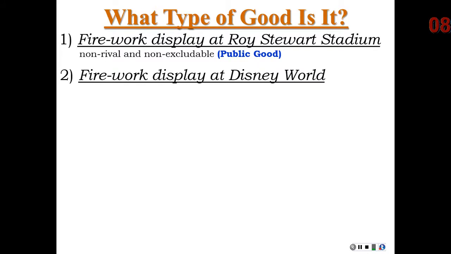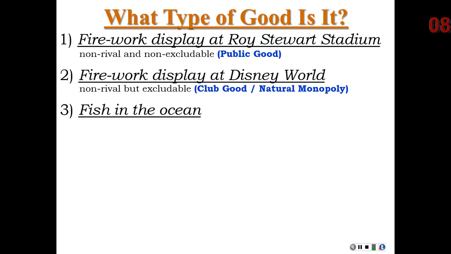Okay, so with that assumption in mind, what would that be? Would it be excludable? Technically, yes. Based on that assumption, would it be rival in consumption? The answer is no. And so it would be a club good or natural monopoly. Okay. What about fish in the ocean? Well, we've already looked at this. Would be rival but not excludable, therefore a common resource.